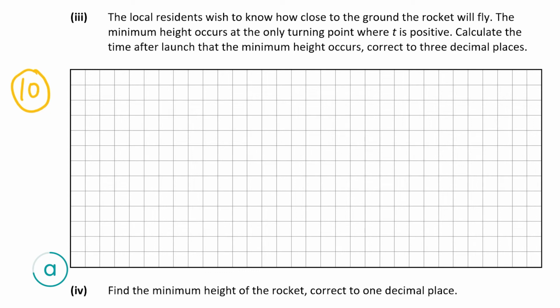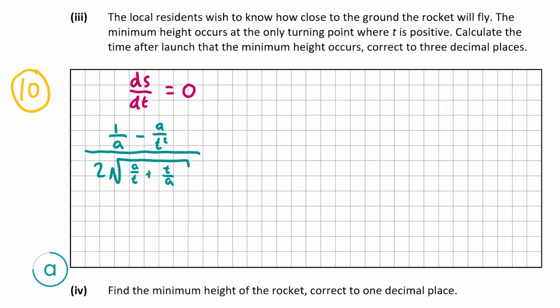So to work out a turning point, which is either a minimum point or a maximum point, we get the first derivative and put that equal to 0, and then solve for the variable, which in this case here will be t. So we've already worked out our ds dt, and that's 1 over a minus a over t squared over 2 square root of a over t plus t over a. And now I'm going to put that equal to 0.